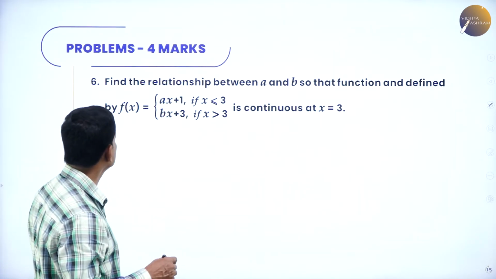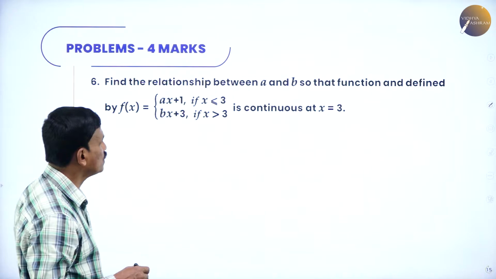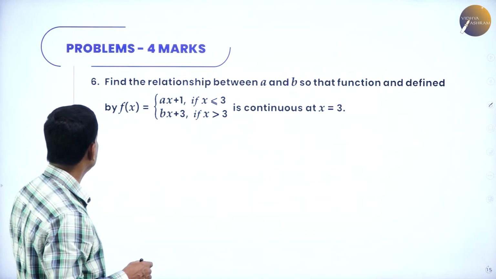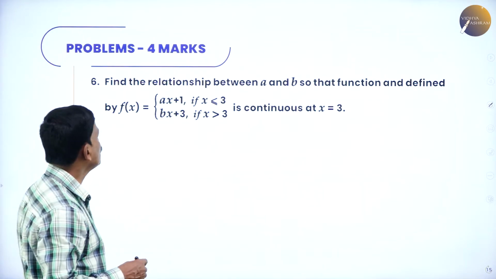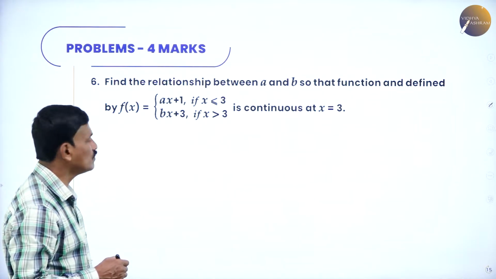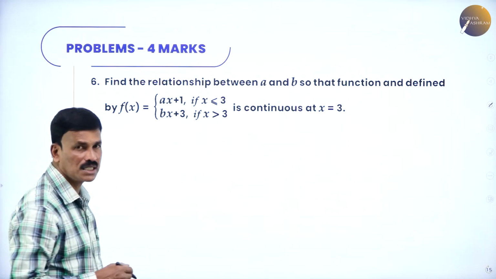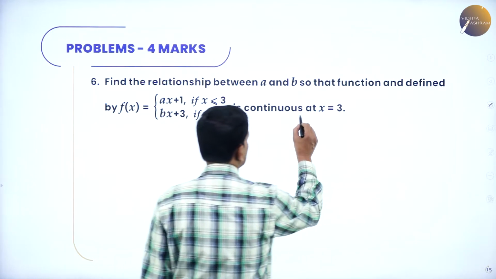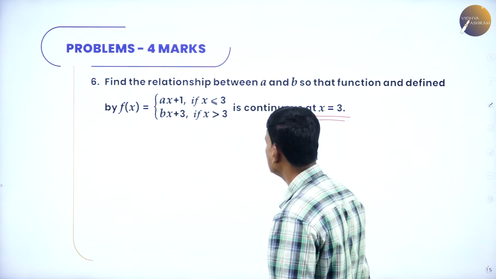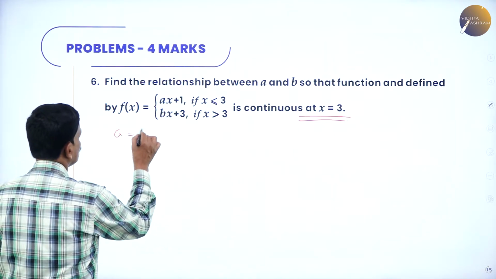Find the relation between a and b so that the function defined by f of x is ax plus 1 if x is less than or equal to 3, bx plus 3 if x is greater than 3, is continuous at x is equal to 3. This is given: continuous at x is equal to 3. Now, let us write down x is equal to 3.